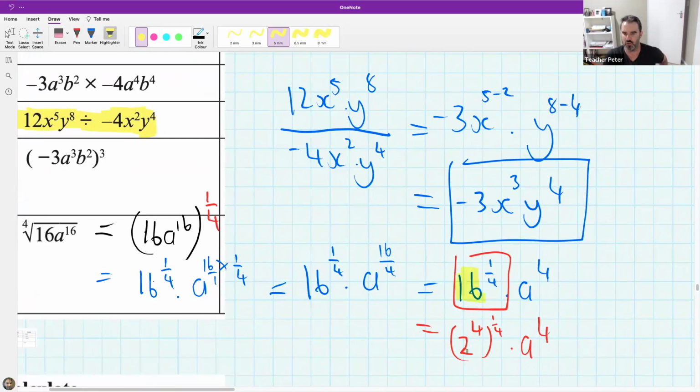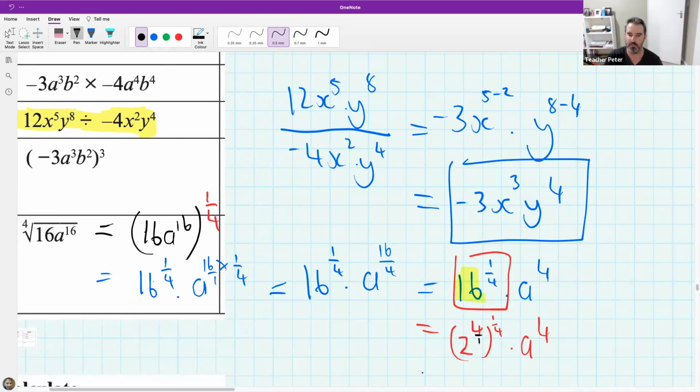Now, why did I choose 2 and not like 4 as a factor? Why did I choose 2? What was so helpful about choosing 2 in this question? To simplify further. So it had a 4. And so I wanted a 4 so that it could knock out the quarter.